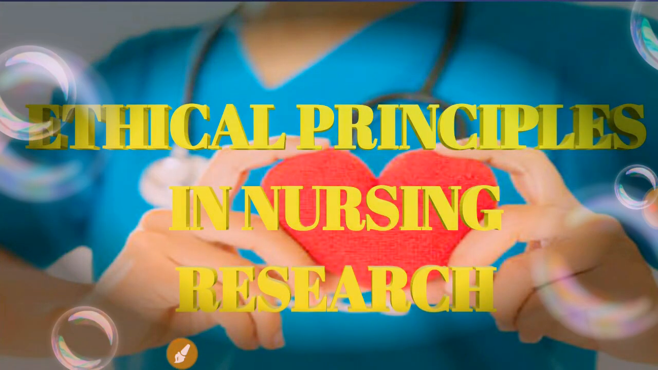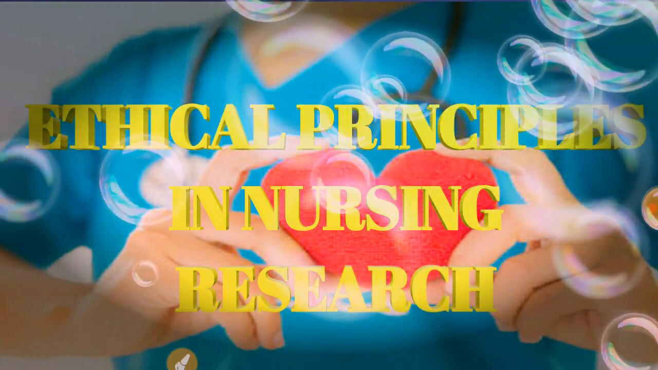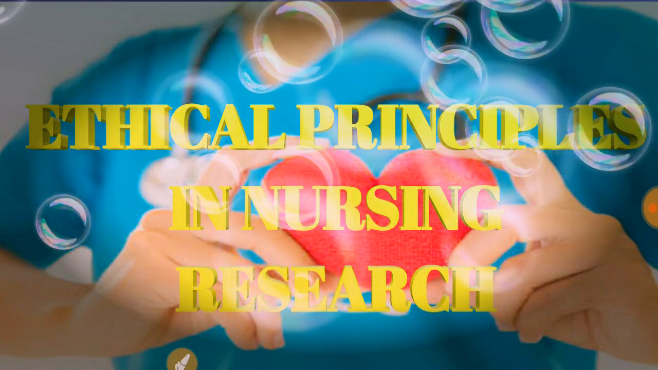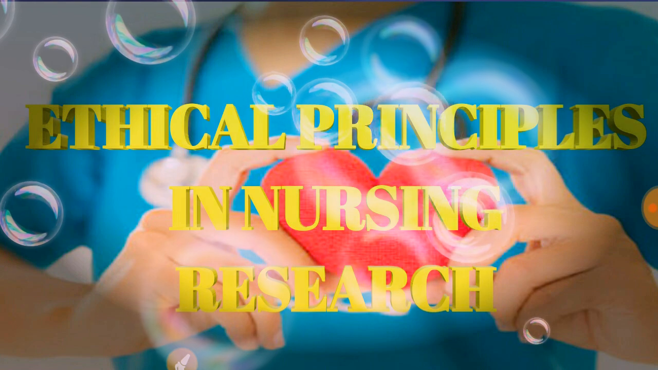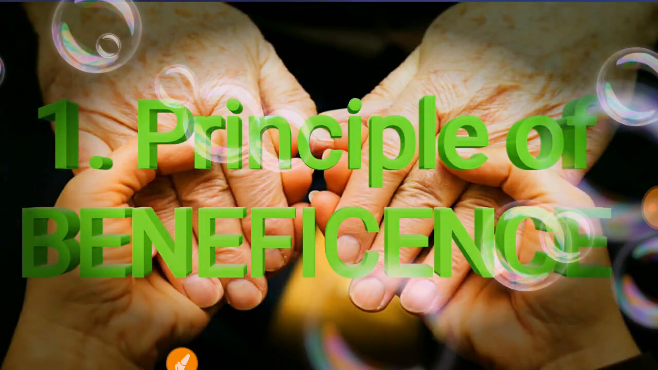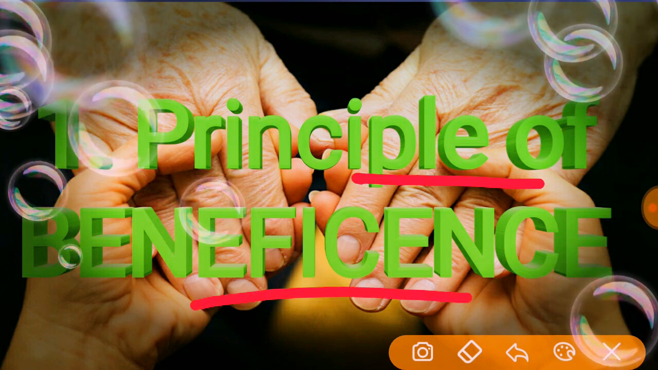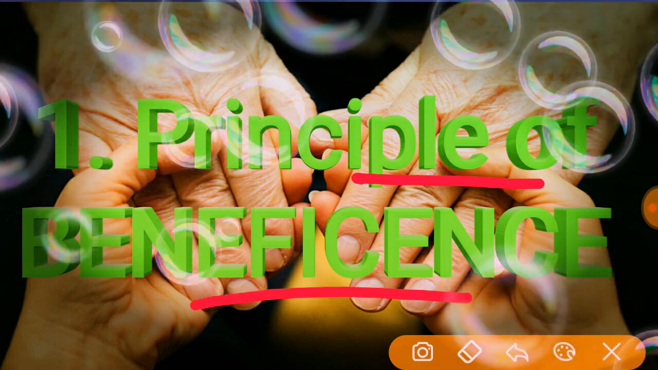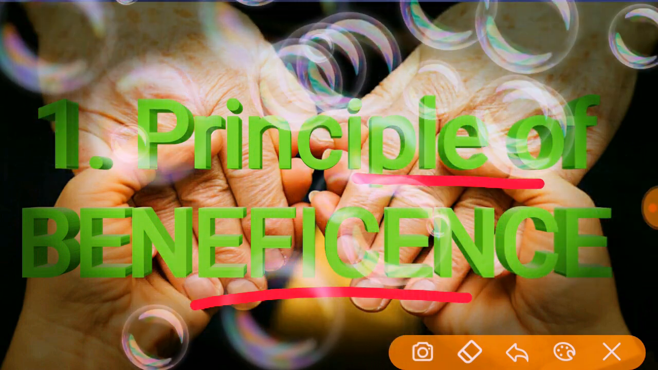Majorly, there are three ethical principles which come under the Code of Ethics in Nursing Research. Let's see what those are. The first one is the principle of beneficence. This is the most important ethical principle in our nursing research.